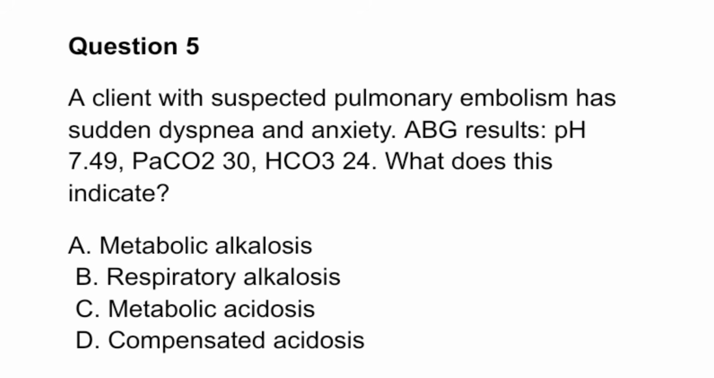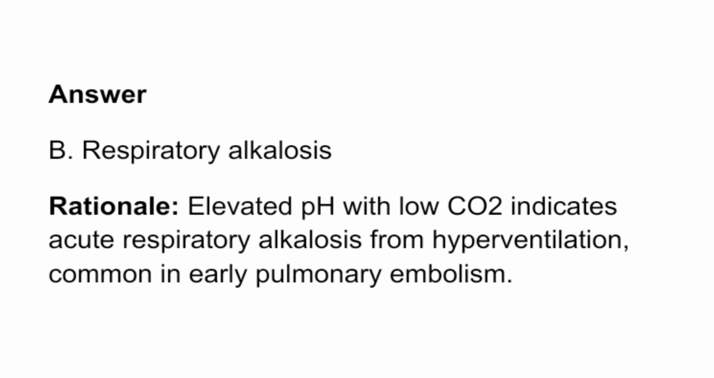Question 5. A client with suspected pulmonary embolism has sudden dyspnea and anxiety. ABG results pH 7.49, PaCO2 30, HCO3 24. What does this indicate? A. Metabolic alkalosis. B. Respiratory alkalosis. C. Metabolic acidosis. D. Compensated acidosis. Answer. B. Respiratory alkalosis. Rationale. Elevated pH with low CO2 indicates acute respiratory alkalosis from hyperventilation, common in early pulmonary embolism.